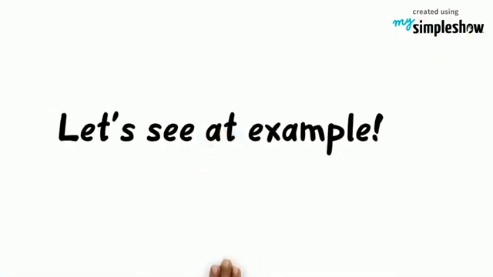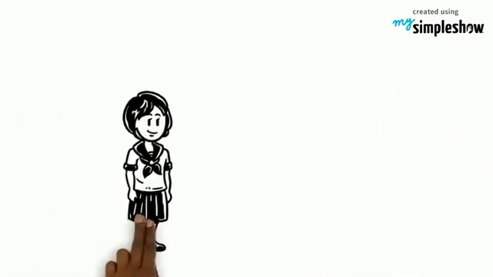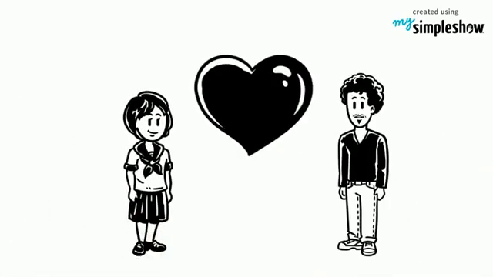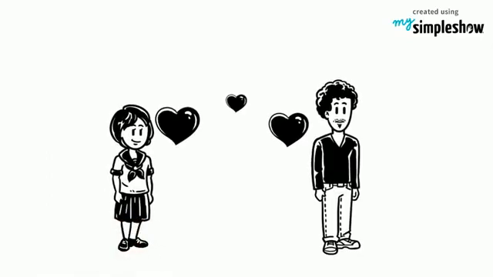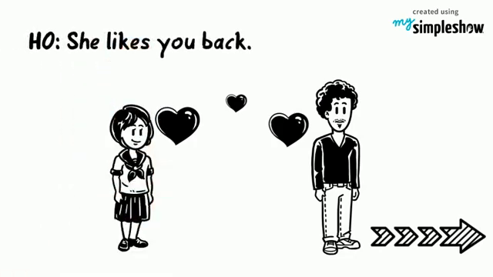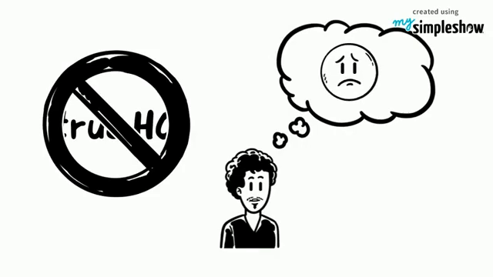Now, let's see an example. You are in love with this girl from the other class, but are unsure if she likes you. There are two errors you can make. First, if she likes you back and you don't invite her out, you are making the type 1 error. The null hypothesis in this situation is, she likes you back. It turns out that she really did like you back. Unfortunately, you did not invite her out. You rejected a true null hypothesis and lost your chance.